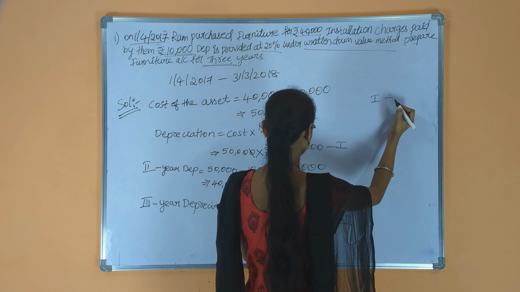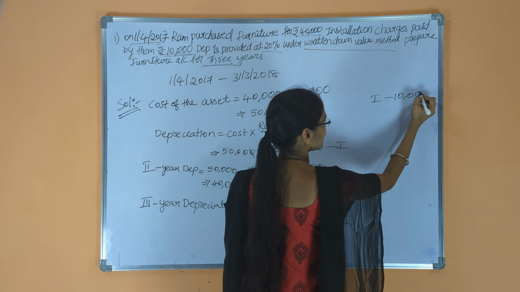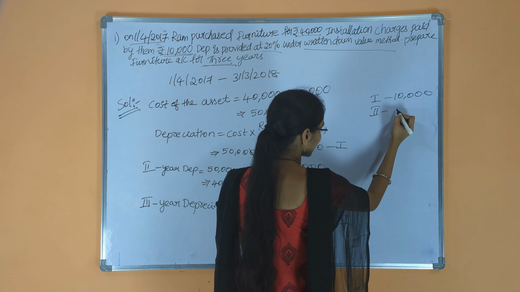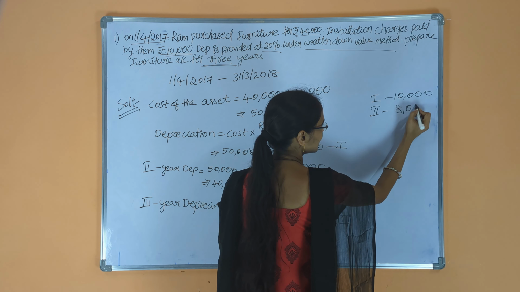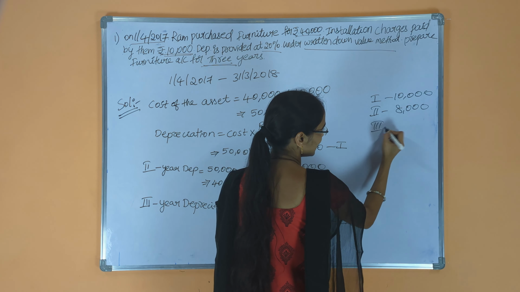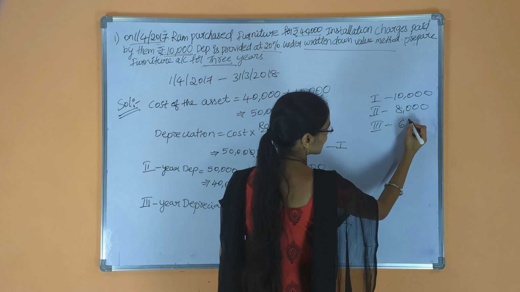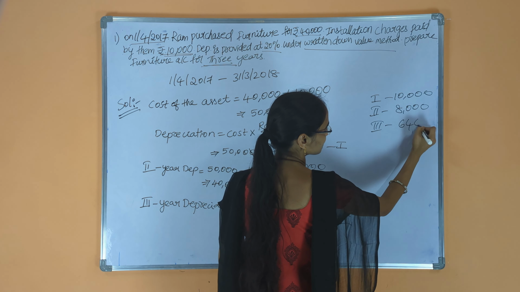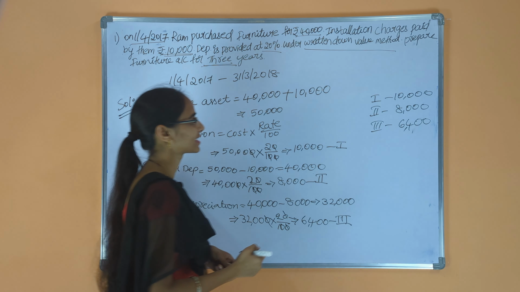First year depreciation is 10,000. Second year depreciation is 8,000. Third year depreciation is 6,400. Now we open the furniture account.